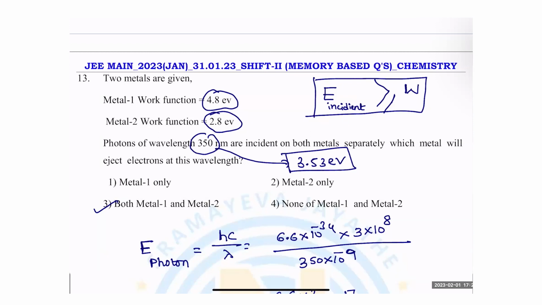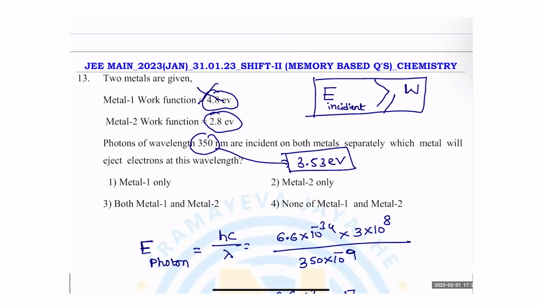Photoelectric effect is possible only when the energy of incident light is greater than the work function. Here the work function is 4.8. Here the energy of incident light is 3.53. So it will not work here.